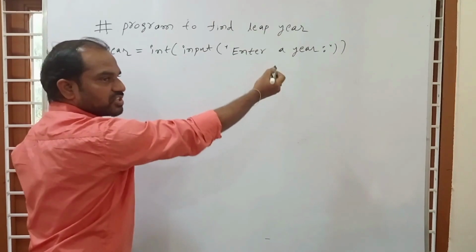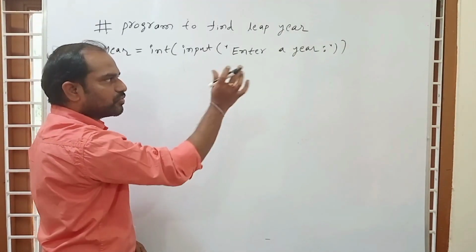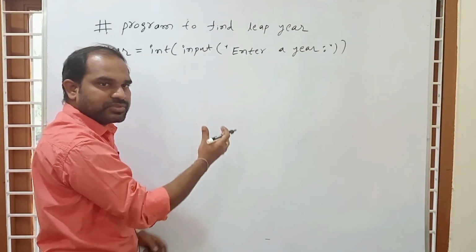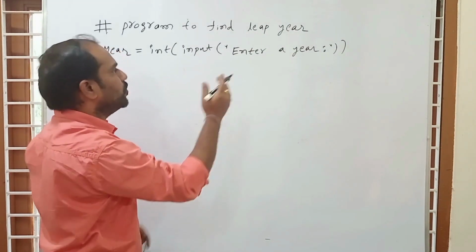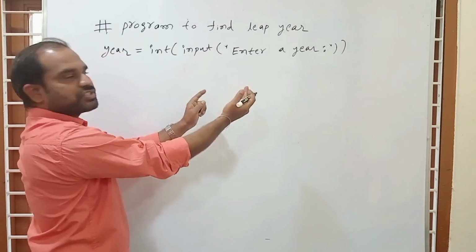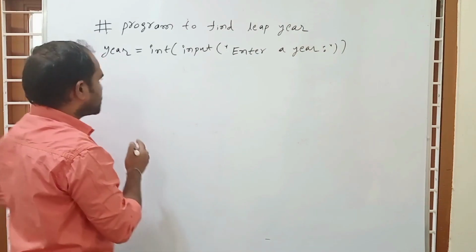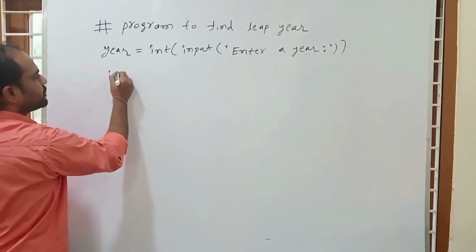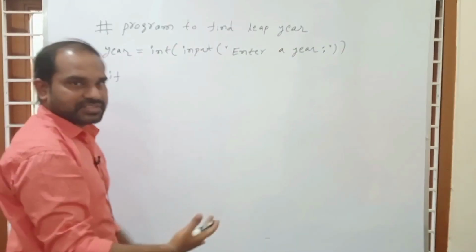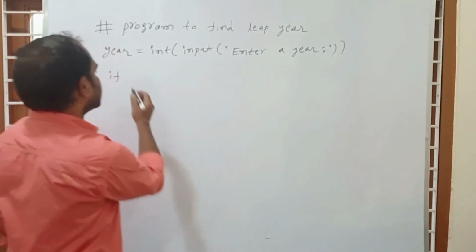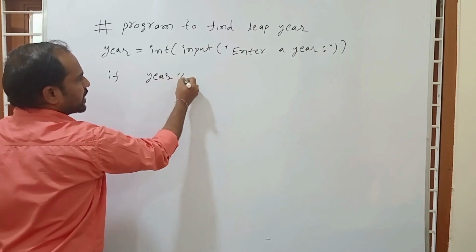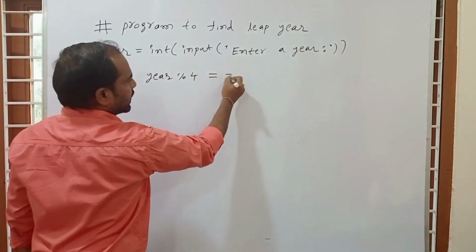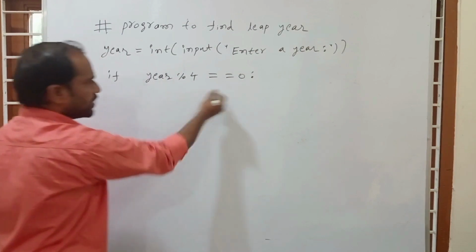So this input function will return a string, so whatever year is entered by the user will be given like a string by the input function. So now we are converting that string into integer format. Now implement the steps whatever we have discussed just now briefly. So then if year percentage 4 equal to 0, this is the condition we have to check.